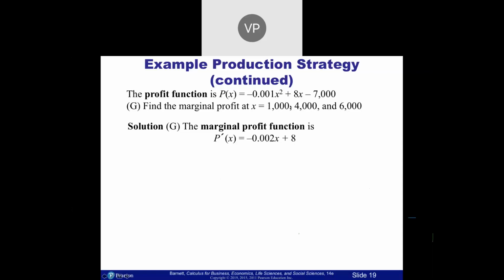What it's going to tell you is, is the profit going up or down at each of these values? Well, at 1,000, our profit is 6. We're going up. Our profit is definitely rising. At 4,000, our profit is 0, means it's not going up nor down. And at 6,000, our profit is dropping.